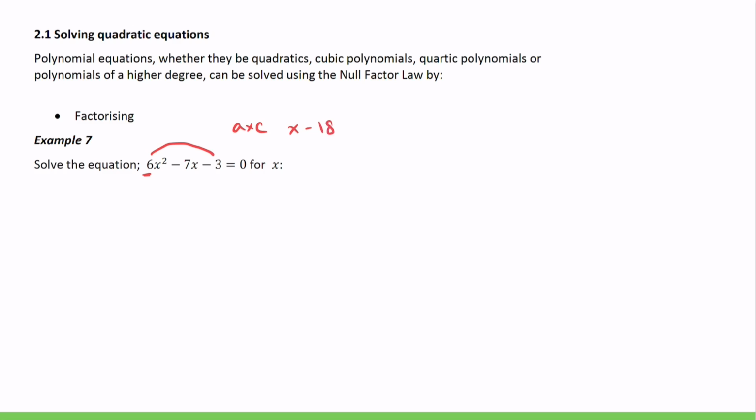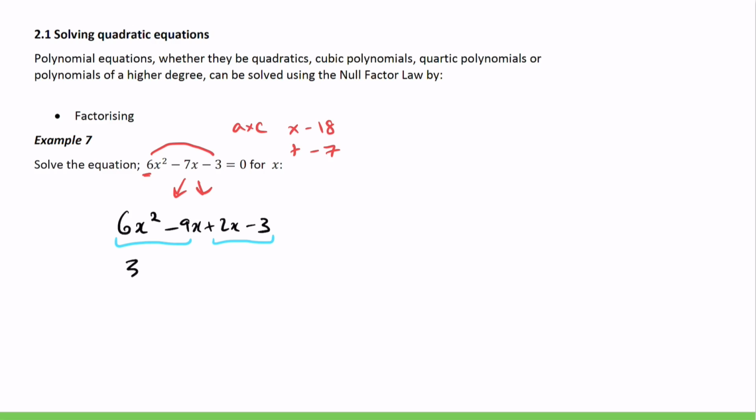I need two numbers that multiply to give me negative 18, and two numbers that will add to give me the middle term, which is negative 7. So those two values are going to be negative 9 and 2. So I'm going to split the middle term into that. So I will have 6x squared minus 9x plus 2x minus 3. And then, as I did before, I can factorize by grouping.